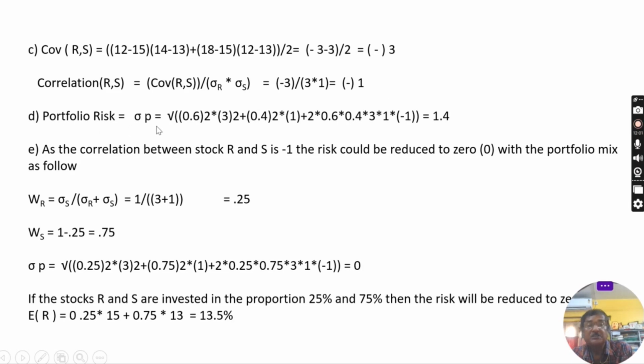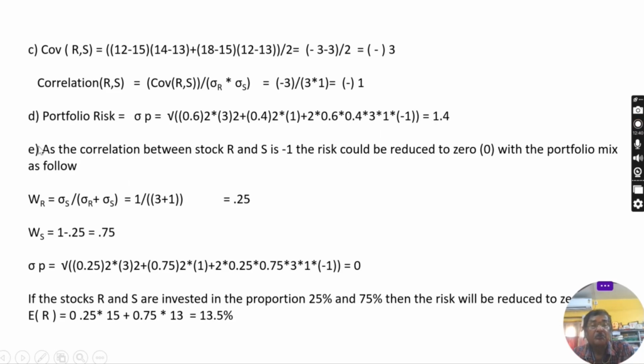Now portfolio risks. You have to compute portfolio risk for the weightage 0.6 W1 and 0.4 W2. Just put all the values into the risk formula. Put the correlation value as -1. This is sigma 1, sigma 2, into sigma 1, sigma 2. Sorry, this is the weightage. Sigma 1 is this, sigma 2 is this, and you will get the risk as 1.4%.